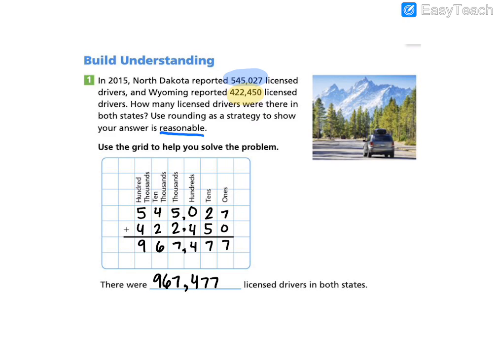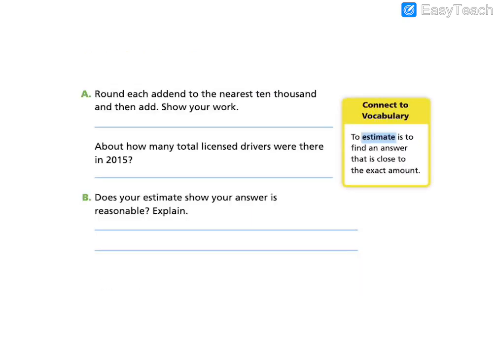So now we're going to go ahead and use that rounding strategy to show if this answer was reasonable. So it's asking us first to round each addend to the nearest 10,000, then add. Show your work. So we need to first underline the digit in the 10,000s place. So if I start with North Dakota's number, the digit in the 10,000s place is the 4. So we need to look at the thousands place then to determine if this is above or below the midway point.